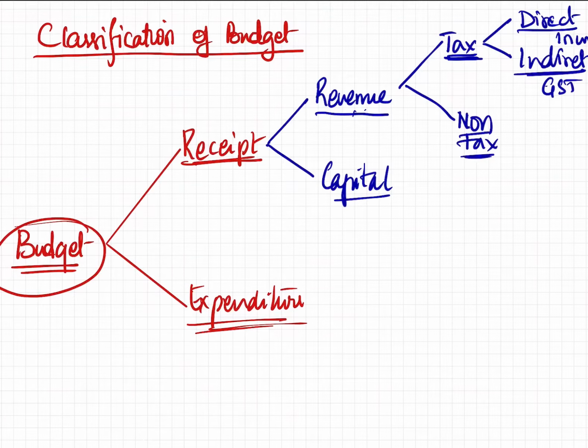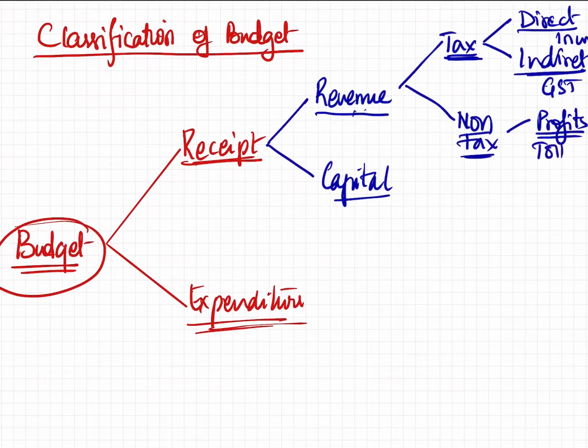Next, you have non-tax revenue receipts. Any other revenue receipt other than the taxes is called non-tax. So what are they? They can include profits. The government will make profits from various investments. Like government would have invested in factories, government would have invested in businesses, government will have property which it has given for rent. All this profit that it gets is non-tax revenue.